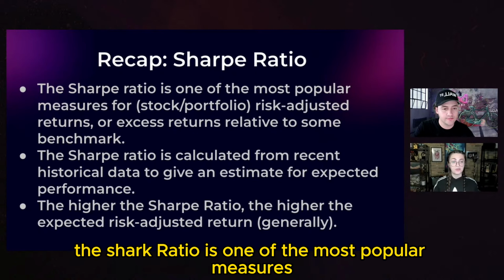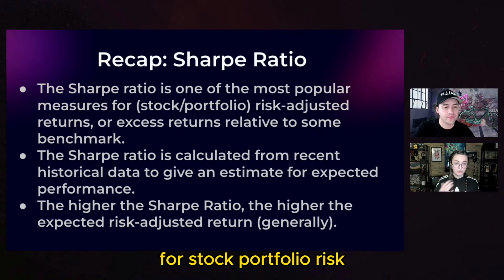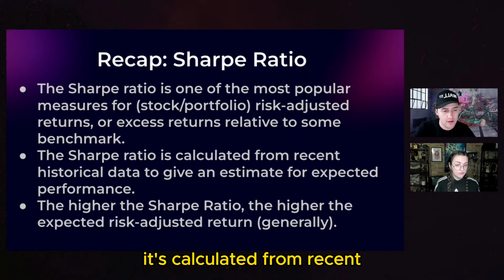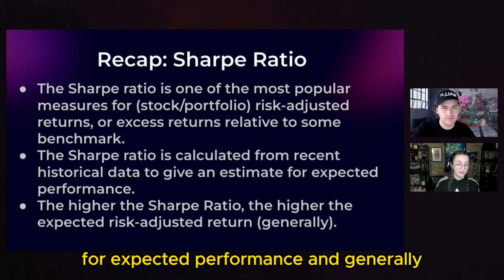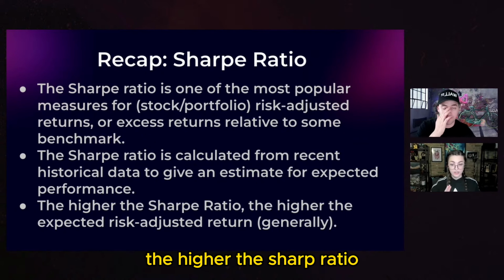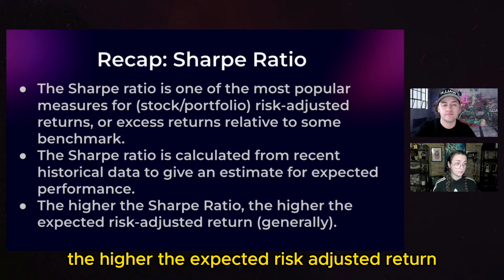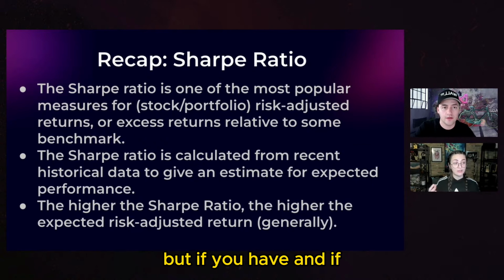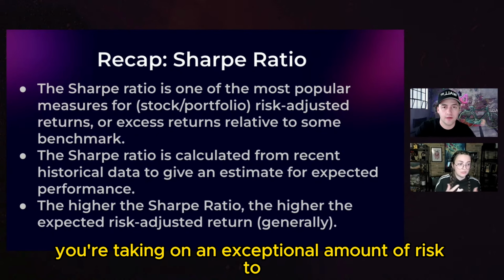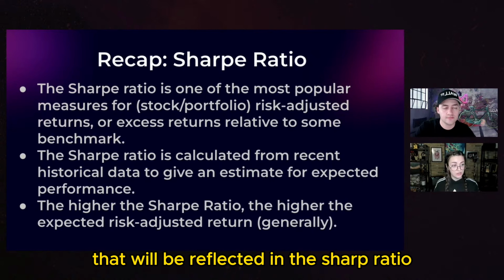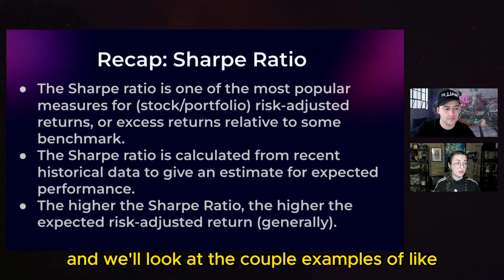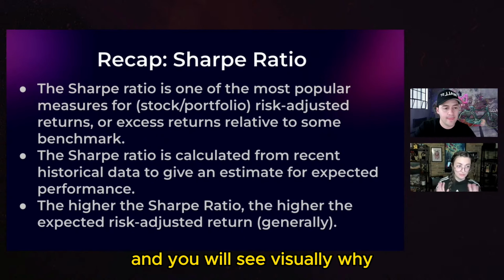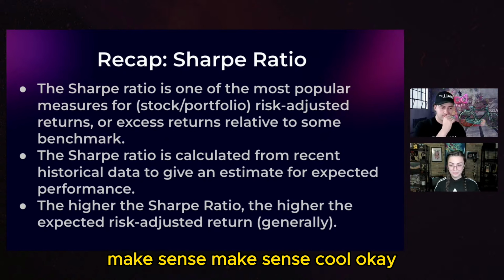So just to recap, the Sharpe ratio is one of the most popular measures for stock portfolio risk-adjusted returns, or excess returns relative to some metric. It's calculated from recent historical data to give an estimate for expected performance. And generally, the higher the Sharpe ratio, the higher the expected risk-adjusted return. So this is saying, okay, great, you got a certain amount of returns, but if you're taking on an exceptional amount of risk to get those returns, that will be reflected in the Sharpe ratio. And we'll look at a couple examples of stocks that returned very similar amounts, but had very different Sharpe ratios, and you will see visually why. Make sense? Makes sense. Cool.